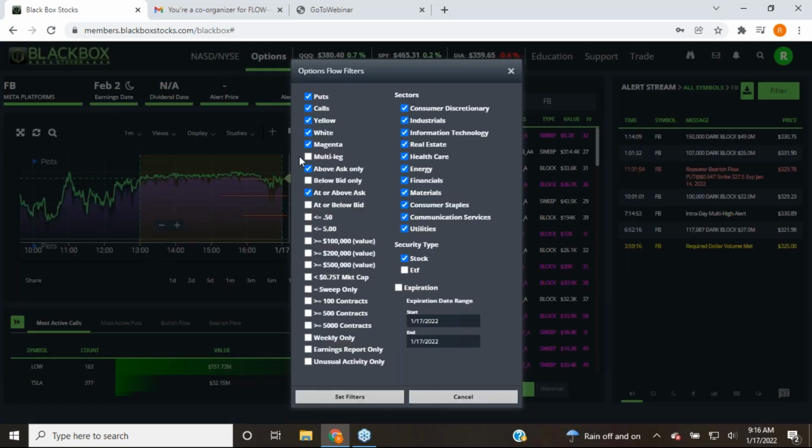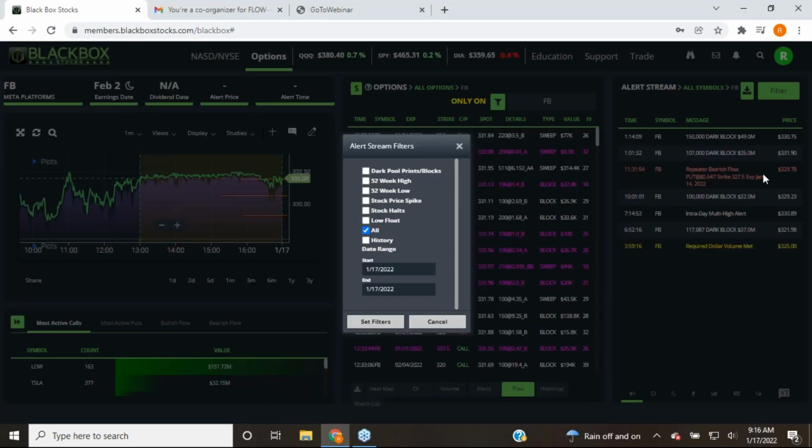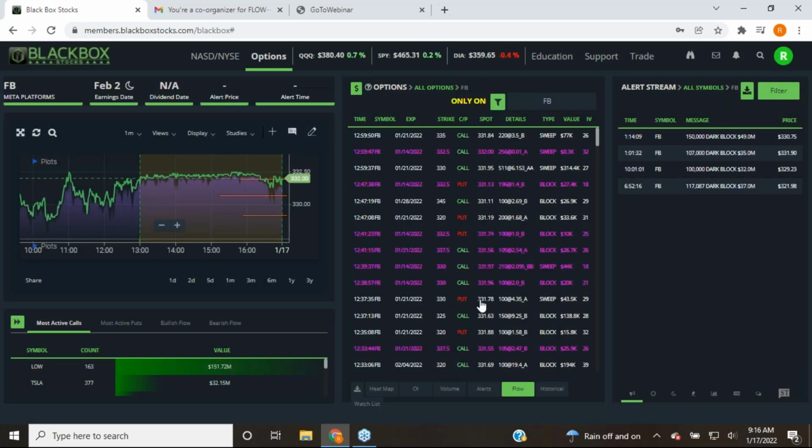Now, here are the filters that I use, okay? I don't like multi-leg, it makes me absolutely insane. I click these two, and I click ETF. That's my setup, so set the filter. Over here on the other side, filter. The only thing I want popping up here are the flow alerts that come through, and then the dark pools will filter in also. So this is how I'm looking at the system every minute of every day.